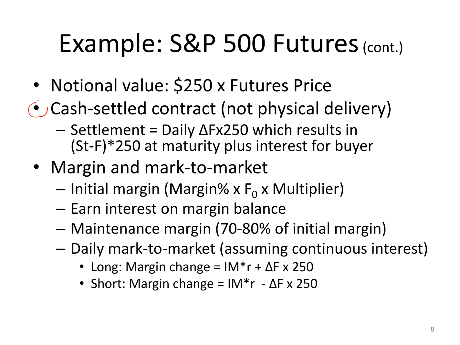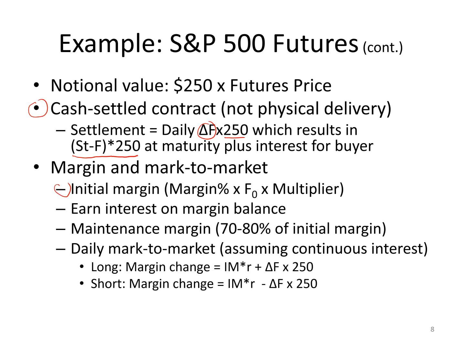This contract is cash settled, meaning it's not physical delivery. You don't actually need to deliver 250 S&P portfolios. You simply have an exchange of cash based on the change in the futures price, which is driven by the changes in the underlying S&P 500 price. The settlement or the daily profit from the position is the daily change in the futures price times 250, which results in the final spot price S_T minus F times 250 at maturity, plus interest for the buyer.